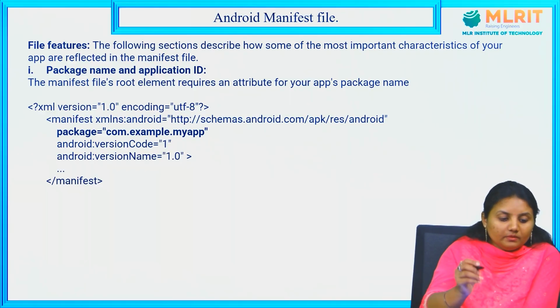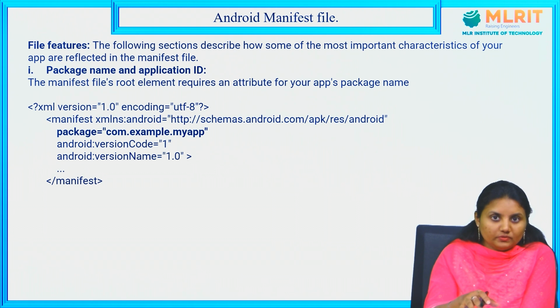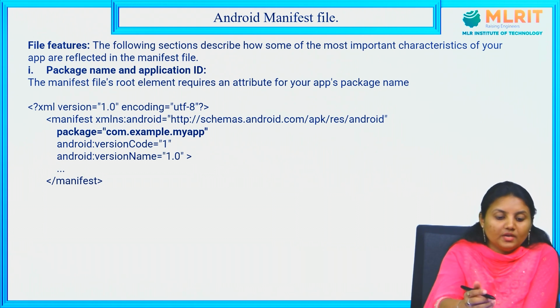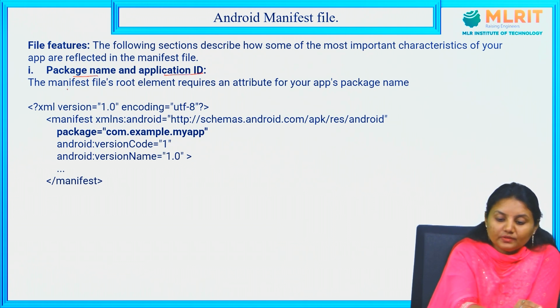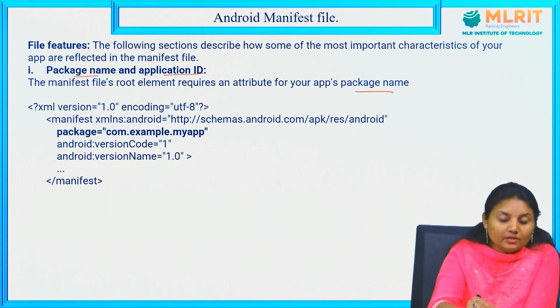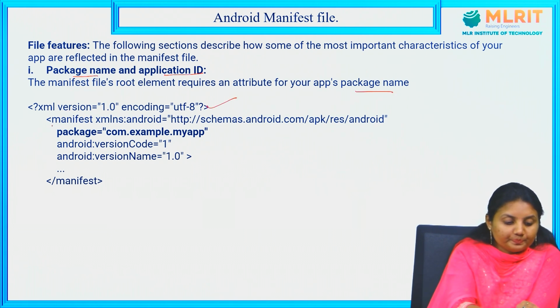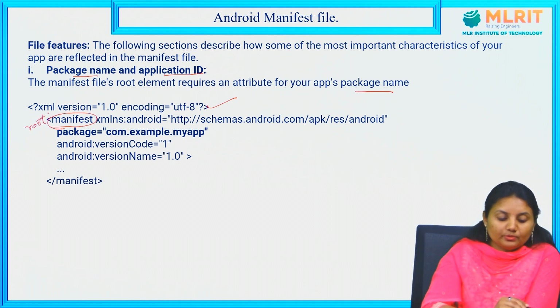We have just seen the purpose of the manifest file. Here, what are the features that we have? We have a package name and application ID. The manifest file root element will have the app's package name. If you look at this code, you start with the XML prologue statement. The manifest is a root tag.